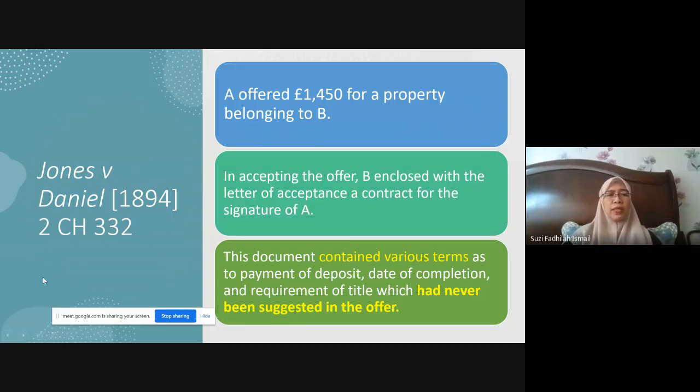We are discussing this case, a very old case. This is common law. Jones v Daniel, 1894. Here A offered 1,450 pounds for a property belonging to B. In accepting the offer, B enclosed with the letter of acceptance, meaning yes, I accept, a document for the signature of A. But then he actually included new terms, various terms. He was so detailed with it, whereas they didn't actually discuss it. These weren't terms proposed by A. The document contained various terms such as payment of deposit, date of completion, all fundamental to the agreement, and a requirement of title, which had never been suggested in the offer. So now it is as if B is the one who proposed rather than A.